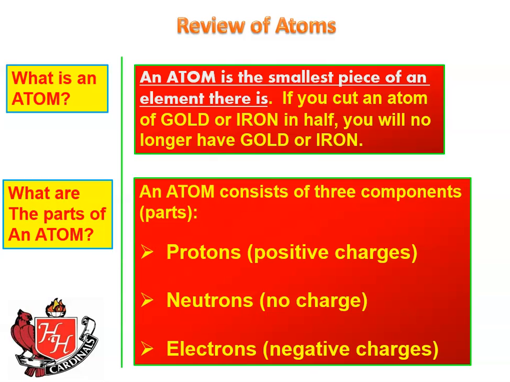What are the three parts of an atom? An atom consists of three components. Protons have positive charges. Neutrons have no charge, and electrons have negative charges.